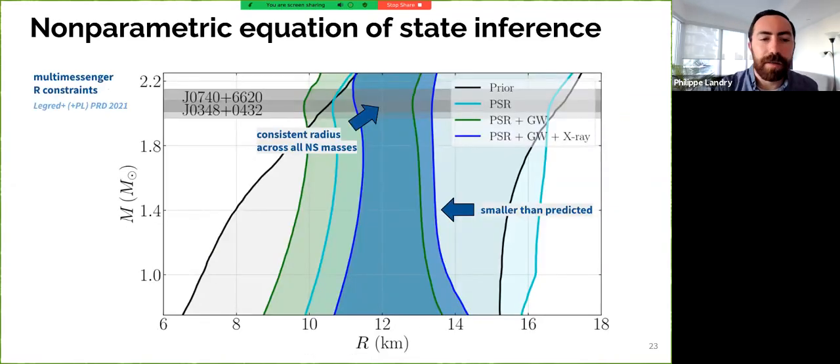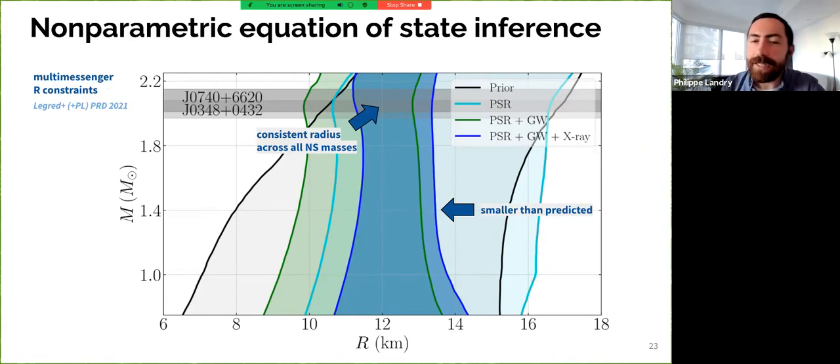Same picture you can make for the mass-radius relation, and what these constraints boil down to is that the neutron star radius is between about 11 and 13 kilometers, and it seems to be remarkably consistent across the whole neutron star mass spectrum. In particular, the most recent NICER measurement of a radius is for this J0740 pulsar, which is the heaviest known one. And the radius measured there is consistent within uncertainties with the radius that we measure at 1.4 solar masses.